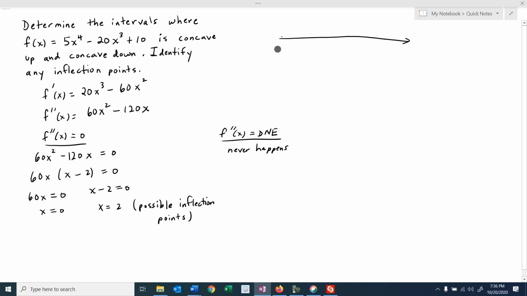We're going to create a sign chart for the second derivative. What we're going to do is break up the number line into intervals based upon these possible inflection points. So the first interval is going to be from minus infinity to 0, and then 0 to 2, and then 2 to infinity.